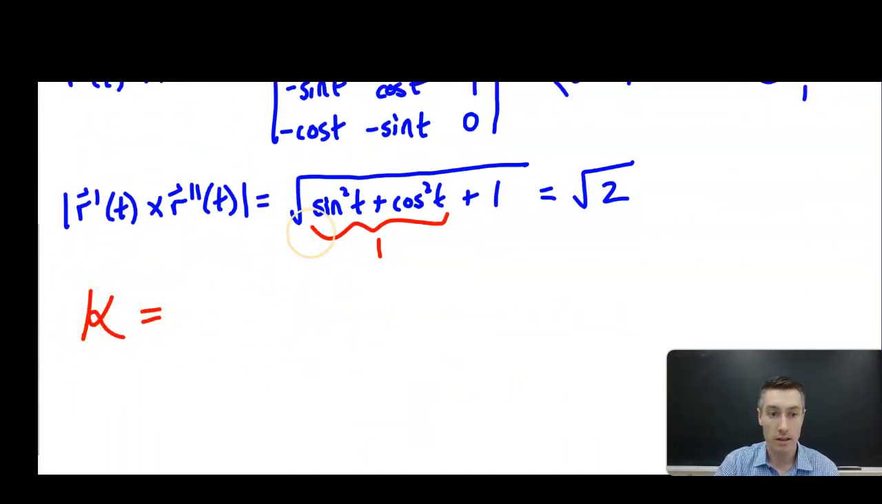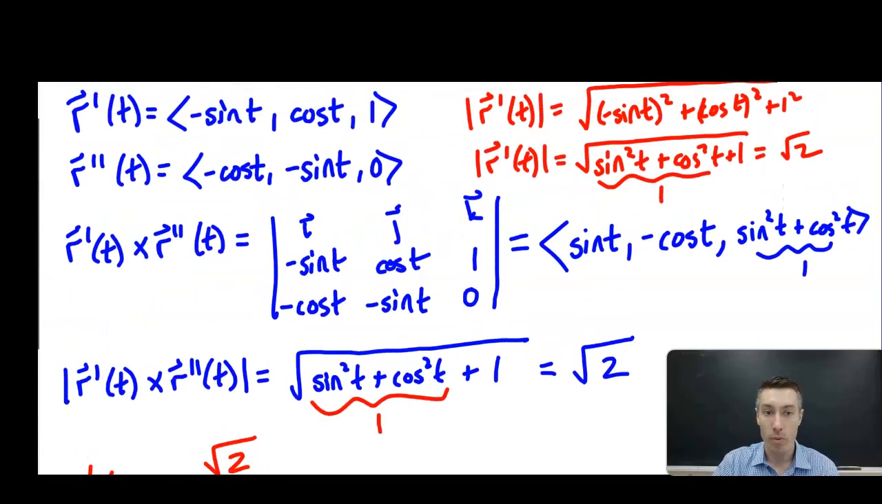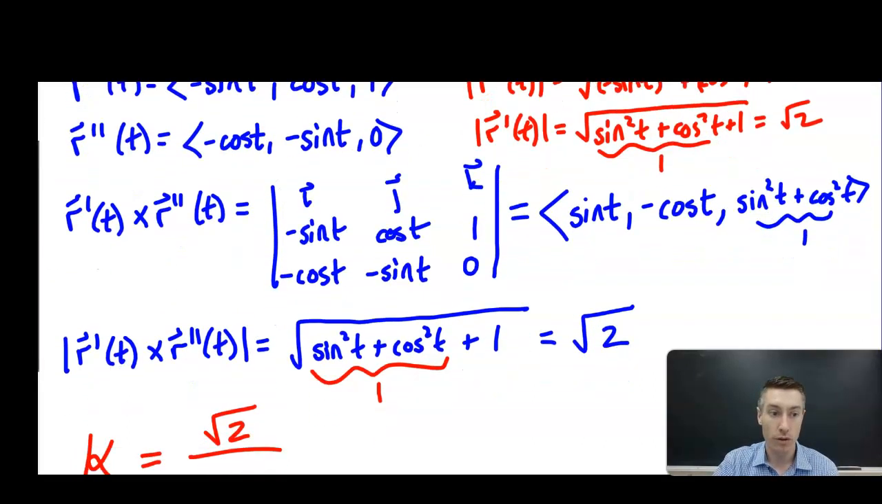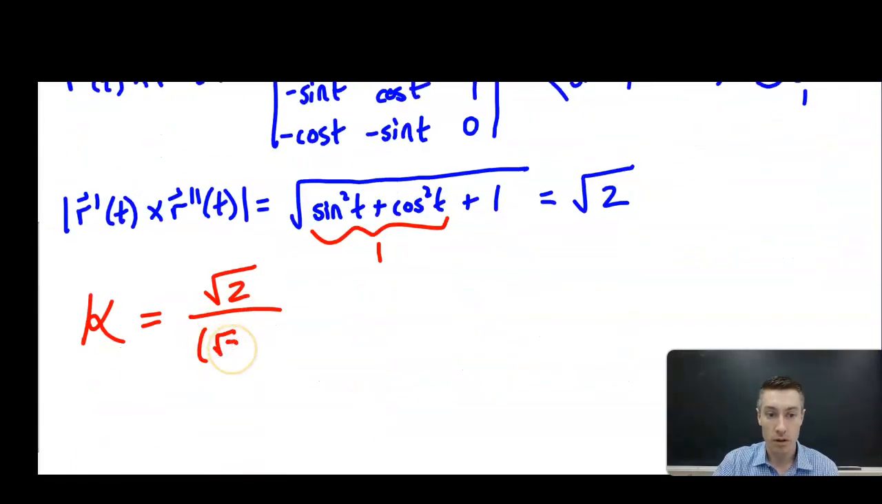So the curvature is the magnitude of that cross product, which is the square root of 2, over the magnitude of r prime of t, which was also the square root of 2, but we're raising that to the third power. So that means we really just have 1, right? Because the square root of 2 here simplifies, that's going to be squared. So that's just 1 over 2.